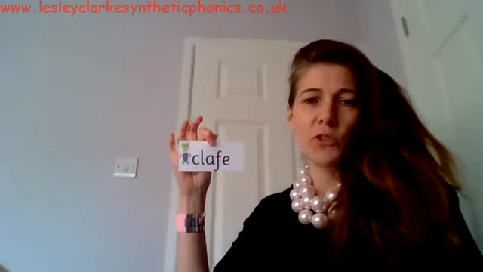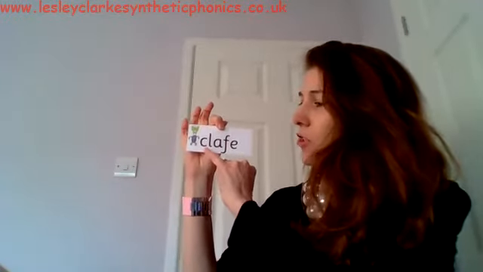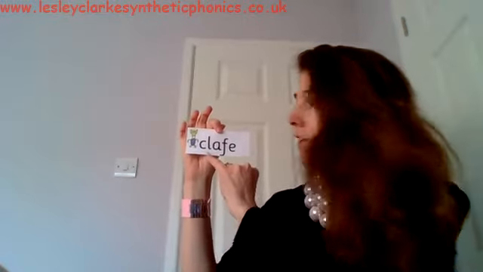So if I show you an example of an alien word here, what some children do when they spot words like this is they can be inclined to just sound out every single letter. So they might go "claffe", and not notice that that word actually contains a split digraph.